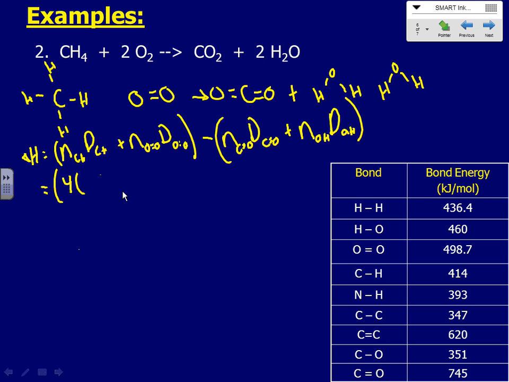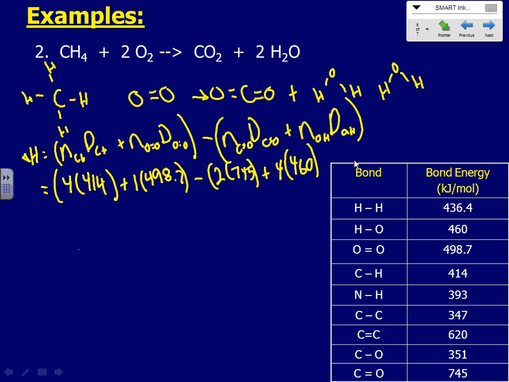For CH it is 414. O double bond O, there's 1, and it is 498.7. C double bond O, down at the bottom, it's a big one. Two of those bonds, 745. And N OH, what's OH? OH, 460. They're single bonds, and again, we've got 4 of them. 4, and that's 460. All right, 1, 2, 3, 4.